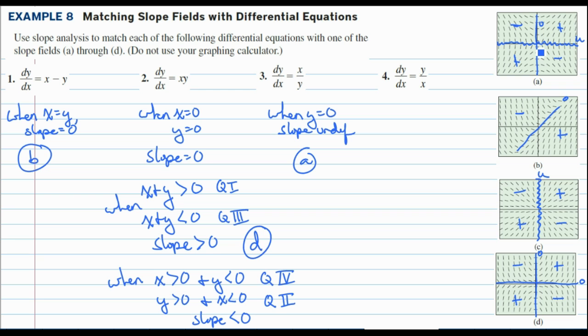Number 4, dy/dx is y over x. So we can say that when x is 0, the slope is undefined. So that looks like part C. And also, like we said before, there might be some horizontal tangents. Well, yeah, because when y equals 0, the slope is 0. So that would be option C.